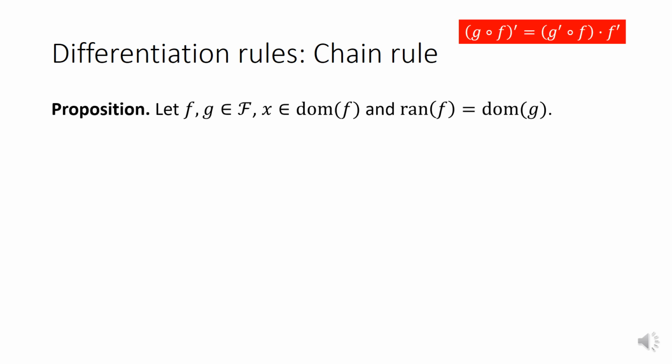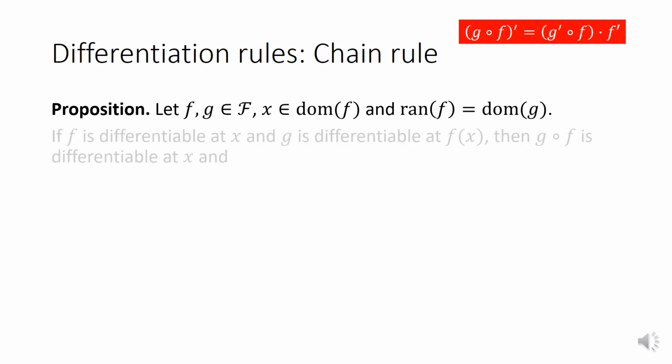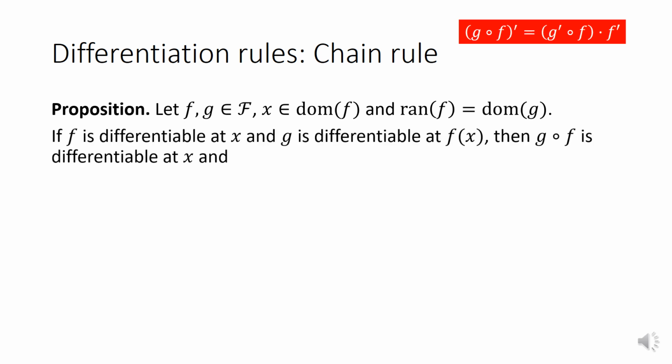Let f and g be real functions, x be in the domain of f, and the range of f be the domain of g. If f is differentiable at x and g is differentiable at f of x, then the composition g after f is differentiable at x and (g after f)'(x) is equal to g prime of f of x times f prime of x.